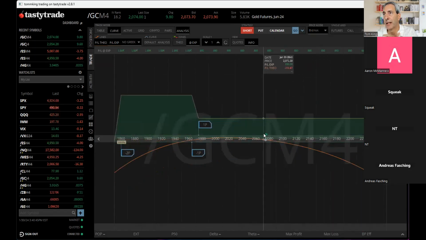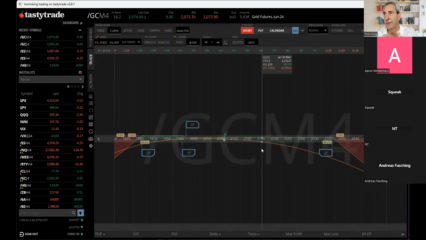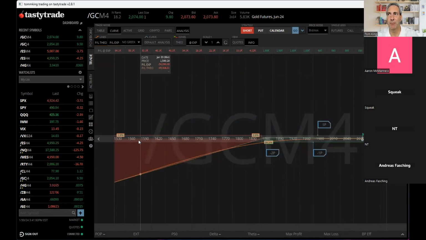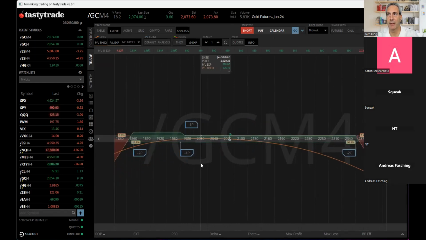All right, so we put this one on, and the reason for this was because gold is so bad from a BP standpoint. I wanted to get a little bit of extra juice and credit on it. And it doesn't really work to buy puts down here to reduce buying power because it reduces your income so much that you can't still get a good payoff on this trade.